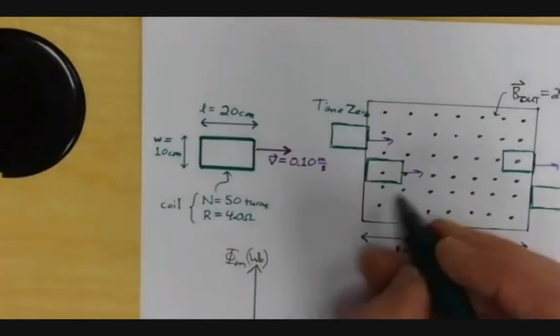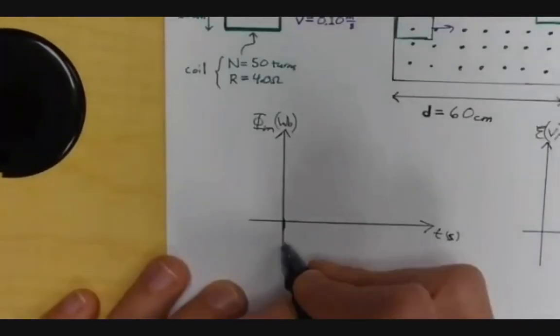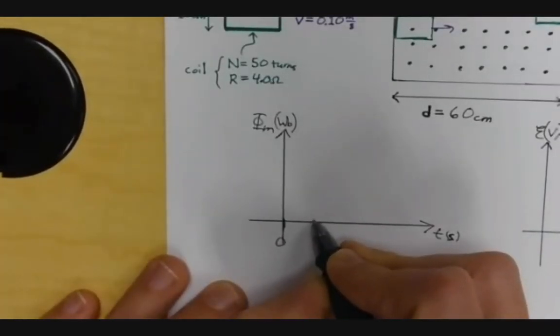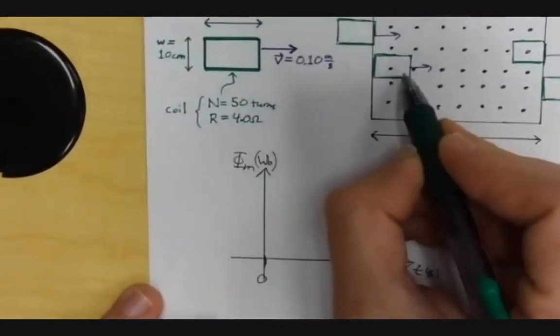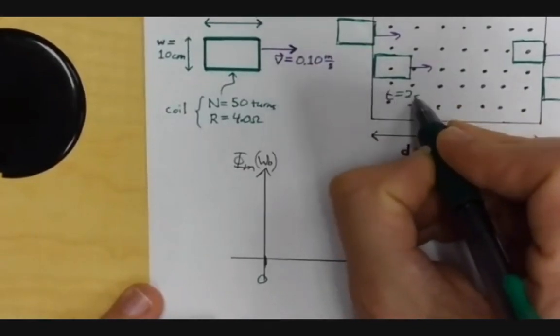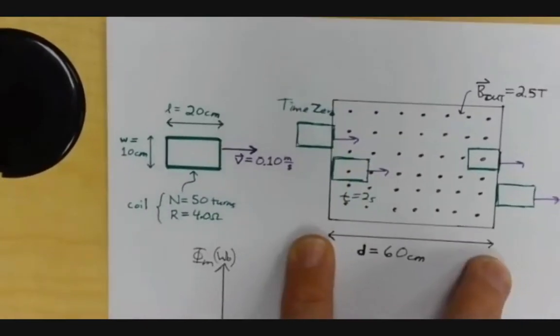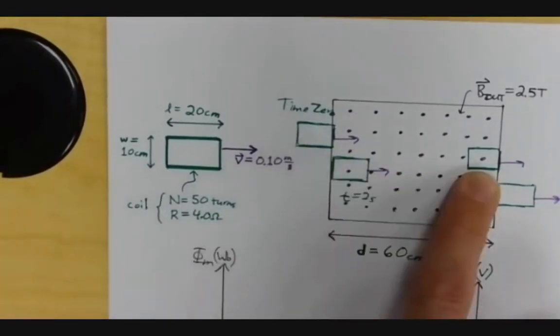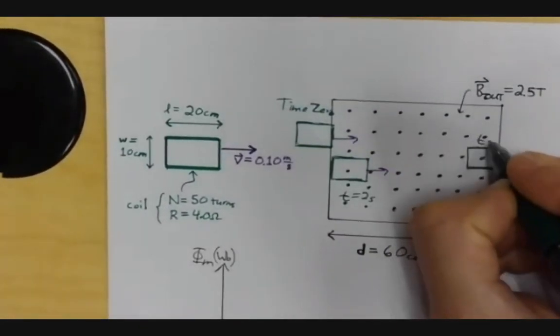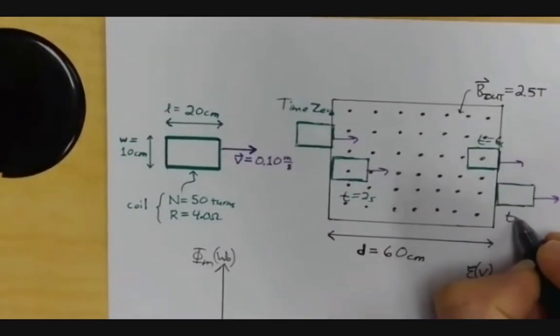So, one key moment is 0 seconds. Another key moment would be 2 seconds. This is t equals 2 seconds. What is this? Well, the leading edge has gone 60 centimeters to get from the first picture to the third picture. So this one is 6 seconds and this one is 8 seconds.